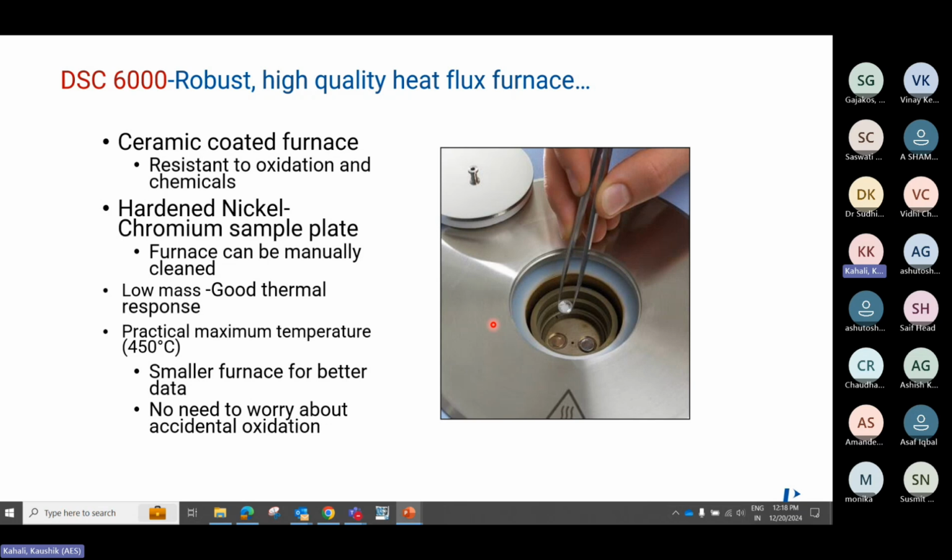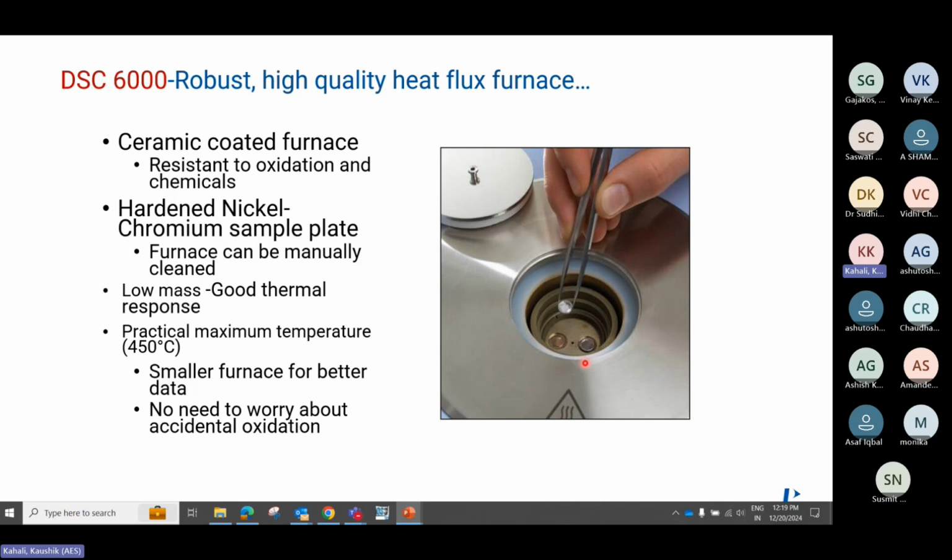The furnace has low mass and good thermal response. The practical maximum temperature is 450 degrees Celsius. That is the maximum heating temperature of the furnace. But to make the life of the furnace longer, we always recommend going up to 400. If your application demands it, you can go to 450, that is obvious. But otherwise, try to keep it at 400 degrees Celsius, because that will enhance the life of the furnace. A smaller furnace gives better data.